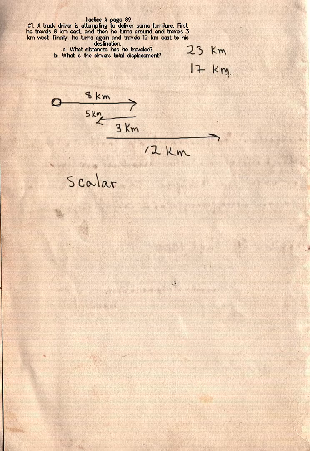Now we can also do that mathematically if we think about positives and negatives for different directions. We can add those vectors. So anything east we're going to call positive, anything west we're going to call negative, and we're going to add them together. So we've got 8 plus negative 3 plus positive 12. And if you add those up, I think you'll find you get positive 17.